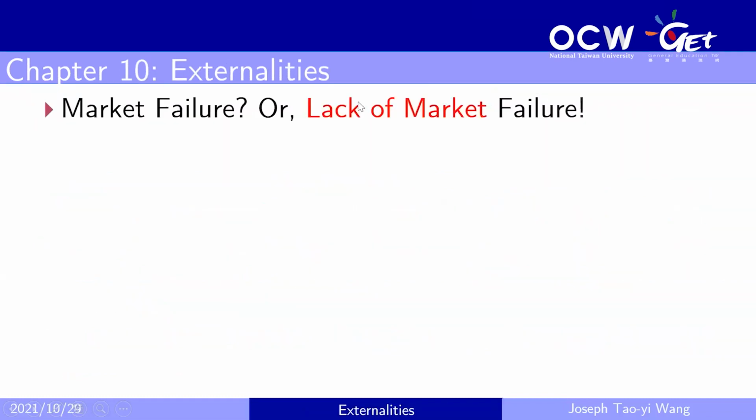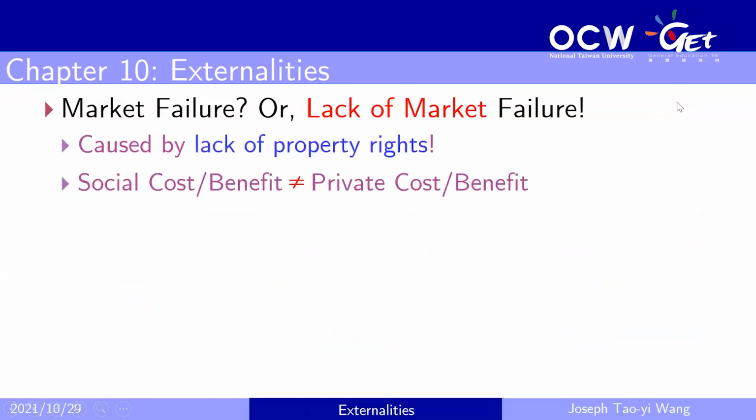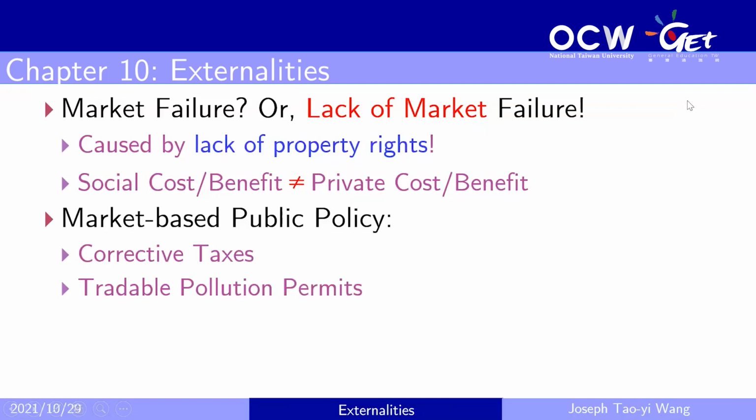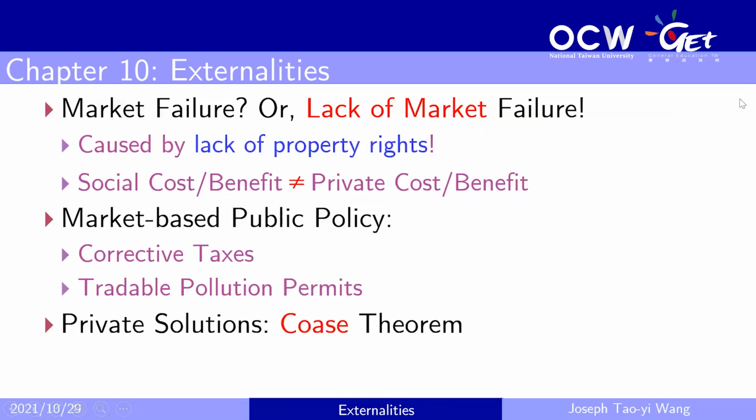So my summary for this, I want to note, is that traditionally we called externalities a type of market failure, but it's actually a lack of market that's causing the problem, because we don't have well-defined property rights. And so the social benefit and social costs do not equate to private benefits and private costs. And so to solve this, we prefer what we call market-based public policy, like corrective taxes and tradable pollution permits. And there's also the private solution based on the Coase theorem.